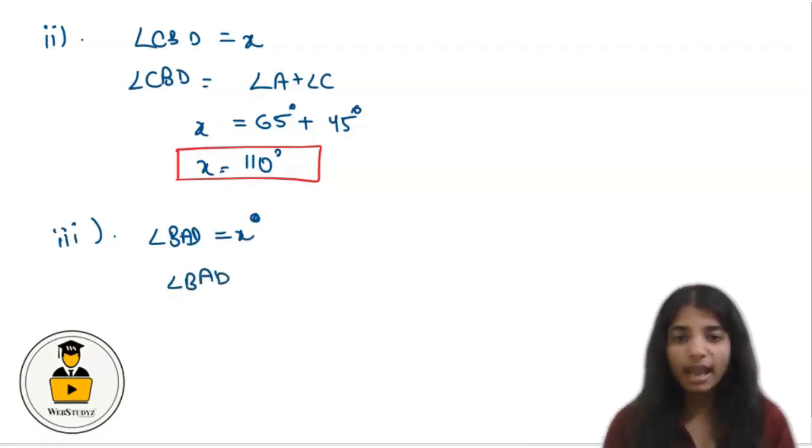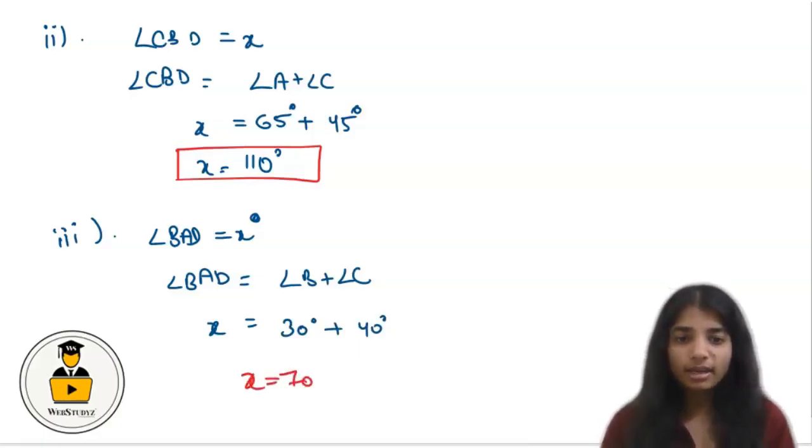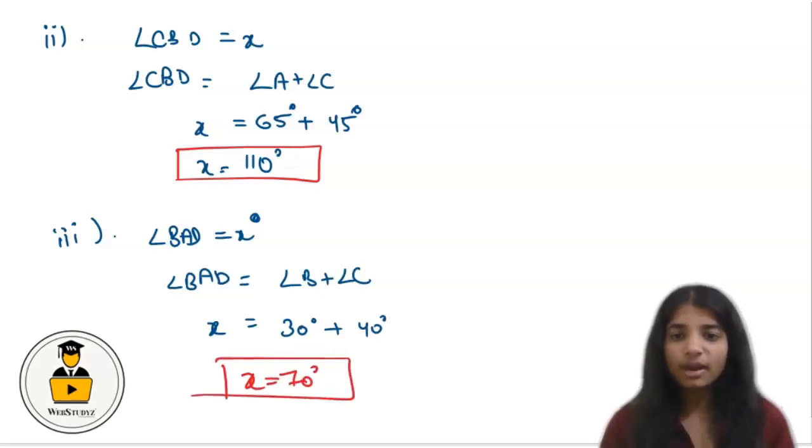So we can say that the angle BAD must be equal to angle B plus angle C, which are the opposite angles. So x is equal to angle B, which is 30 degrees, plus angle C, which is 40 degrees. Solving this, we get the value of x equal to 70 degrees. So this is the answer to part 3 of this question.